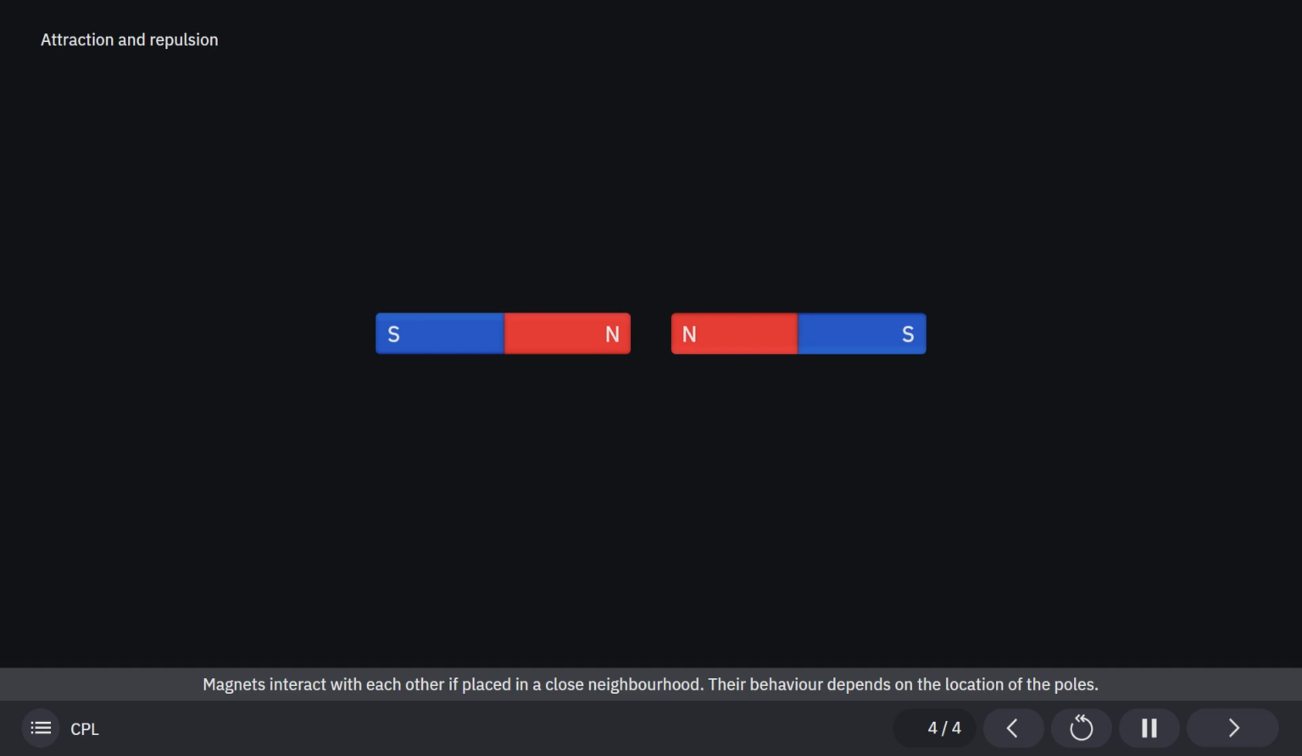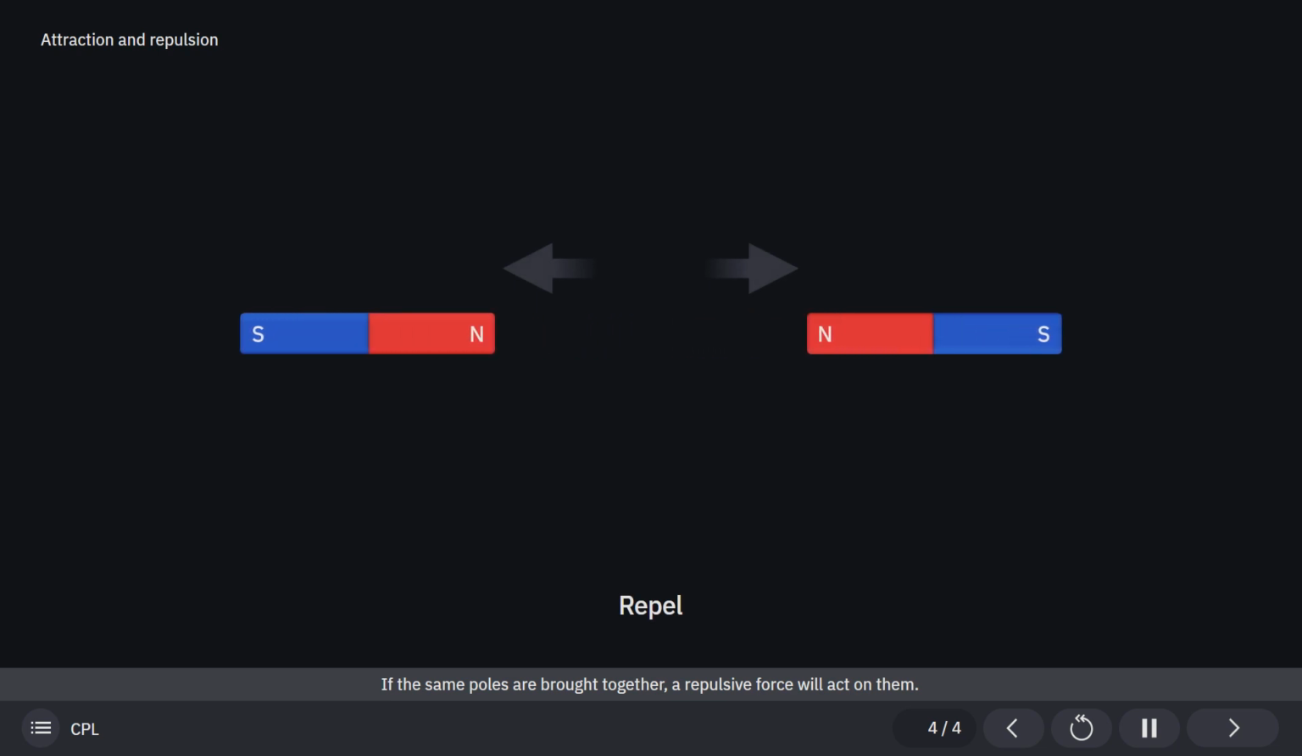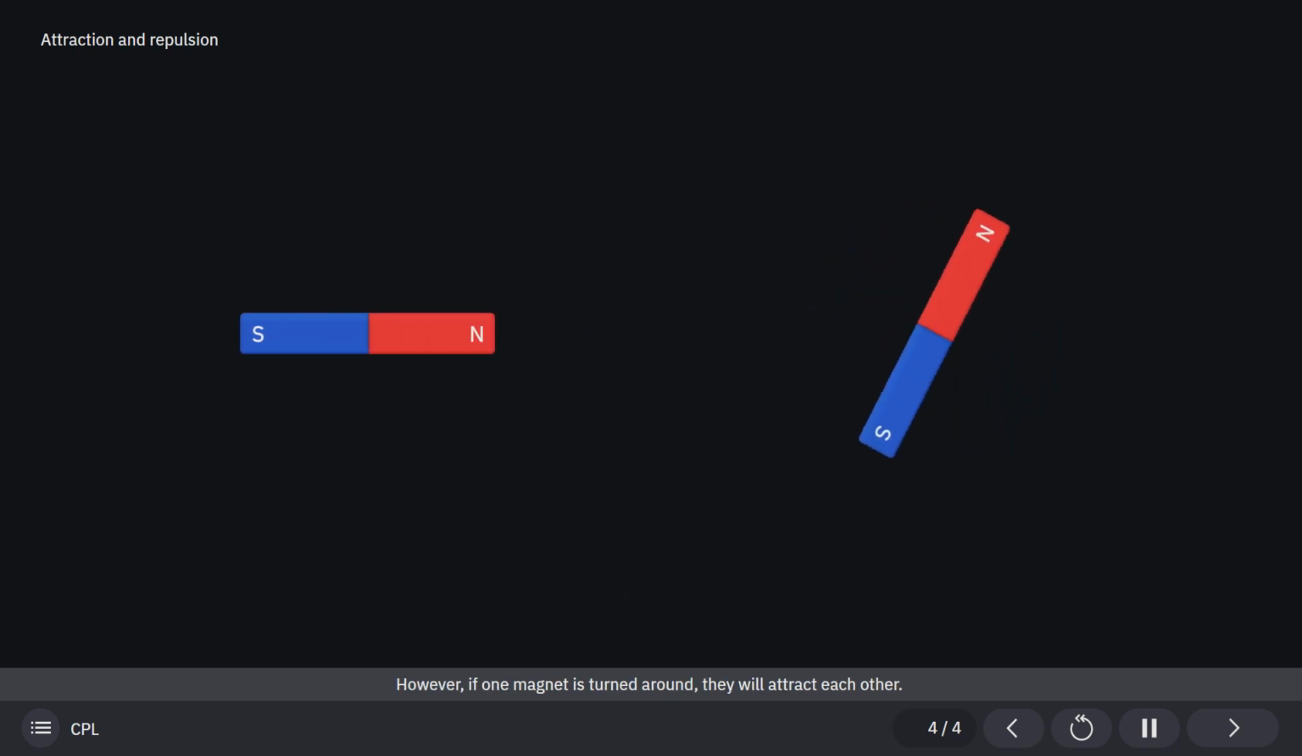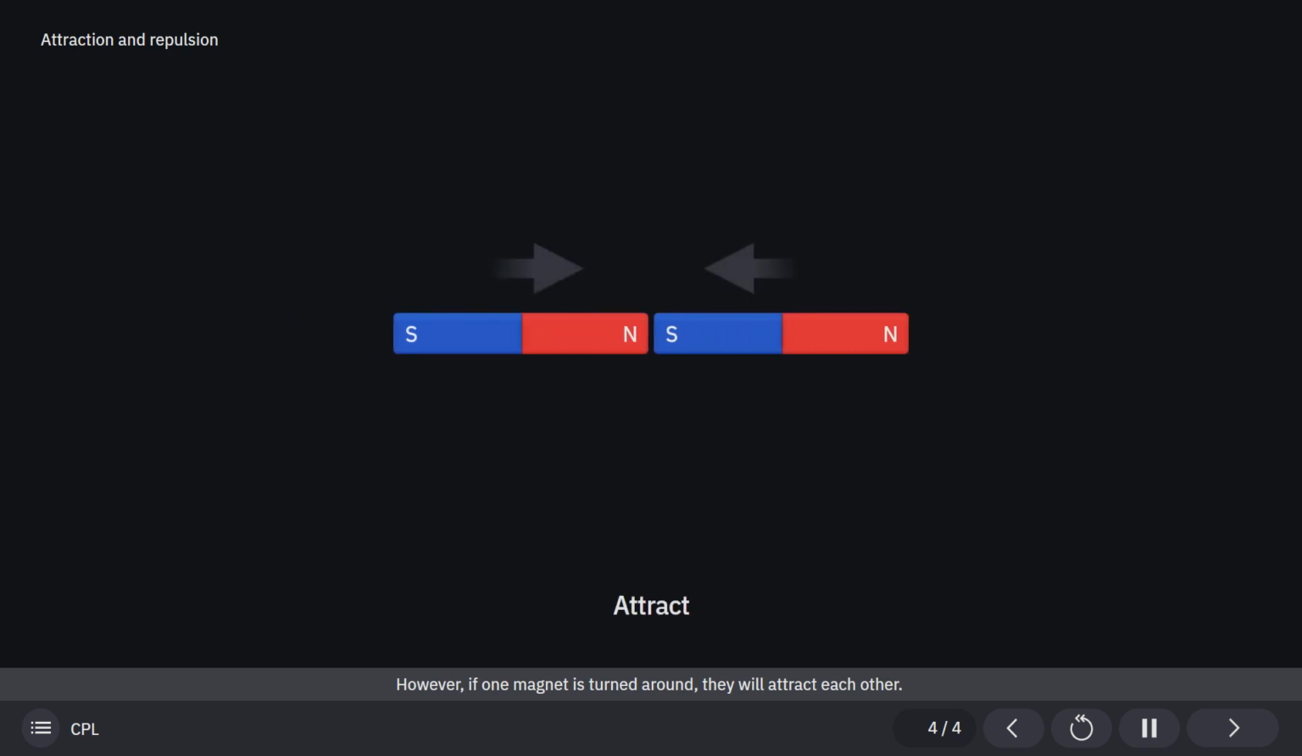Magnets interact with each other, if placed in a close neighborhood. Their behavior depends on the location of the poles. If the same poles are brought together, a repulsive force will act on them. However, if one magnet is turned around, they will attract each other. The rule is like poles repel each other, unlike poles attract each other.